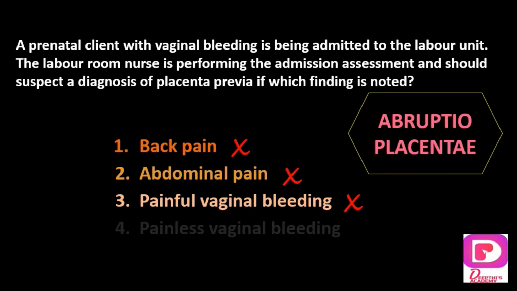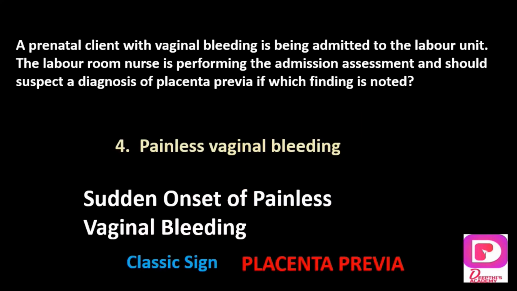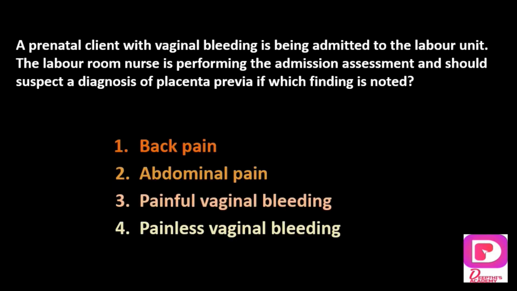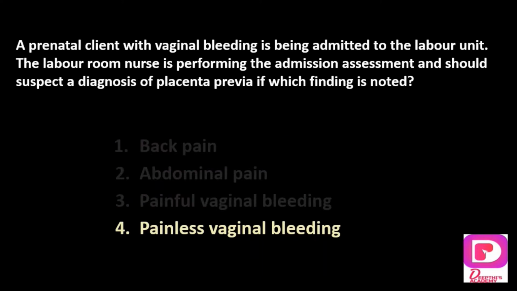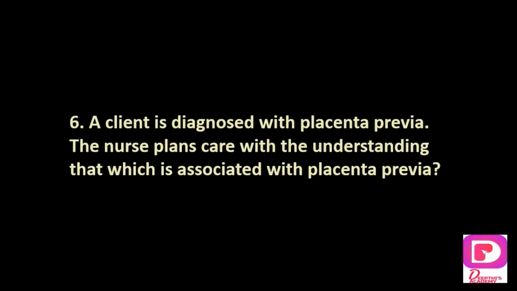We have only one option remaining, that is painless vaginal bleeding. The sudden onset of painless vaginal bleeding is a classical sign of placenta previa. Fourth option, that is painless vaginal bleeding, is the right answer. Let's see the next question. A client is diagnosed with placenta previa. The nurse plans care with the understanding that which is associated with placenta previa. Here are the options.